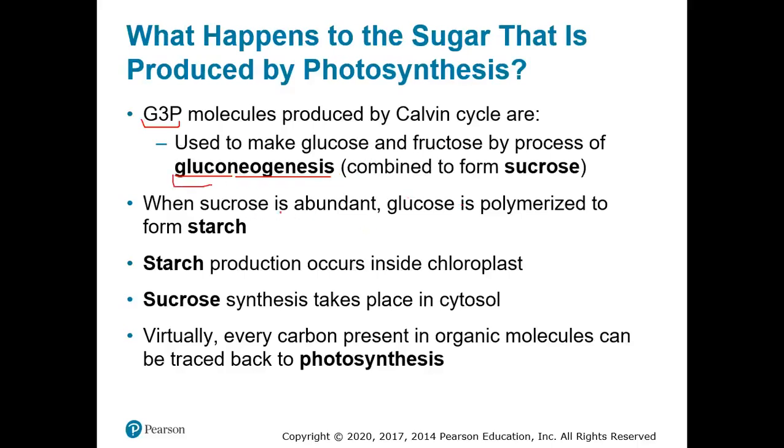So again, if we have a lot of sucrose, right, we can kind of stop the process of photosynthesis, and instead we can start promoting proteins that will polymerize that glucose, the monomer, into starch, so a storage carbohydrate. Once again, production of starch is all going to happen in the chloroplast, but if we're talking sucrose synthesis, we want to make a more complex sugar, that takes place in the cytosol.